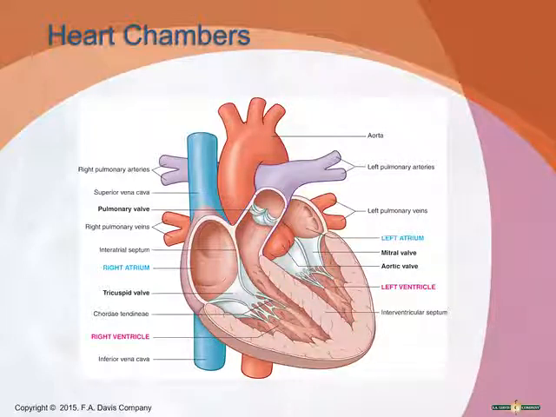And then the pulmonary arteries are right here. That's where the blood is going from the heart to the lungs. The pulmonary veins right here are the ones that are returning the blood from the lungs to the heart.